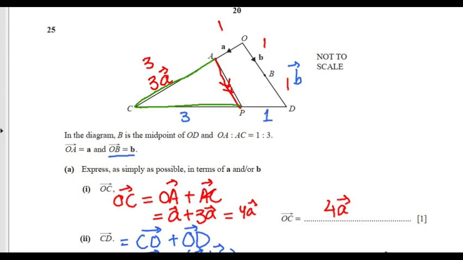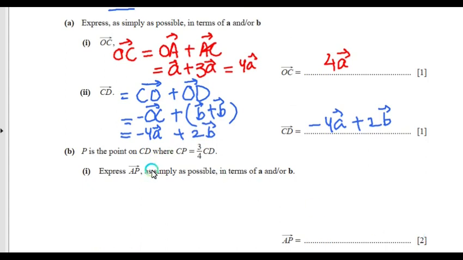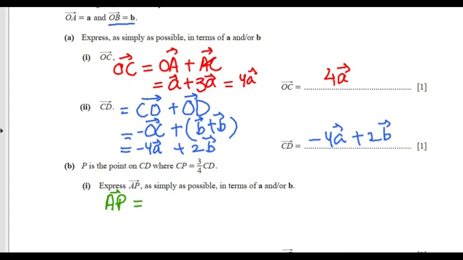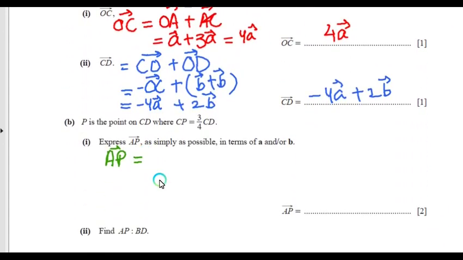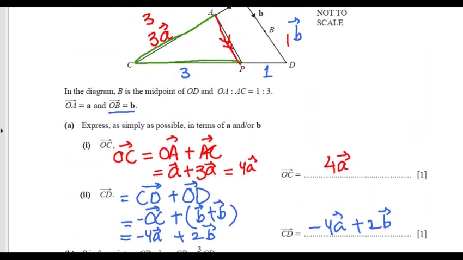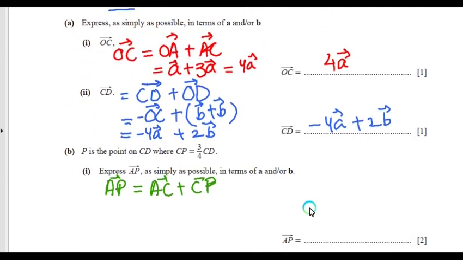In part B we have P, the point on CD where CP equals 3/4 of CD. Express AP as simply as possible in terms of A and B. P is the point on CD, this one. And the ratio is given: CP is 3/4 of CD. It means this is 3 parts of a total of 4, so 1 part is left for PD, right? Okay.